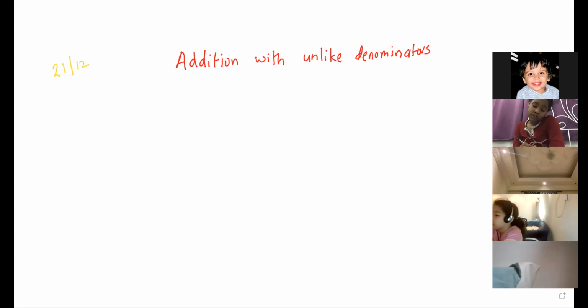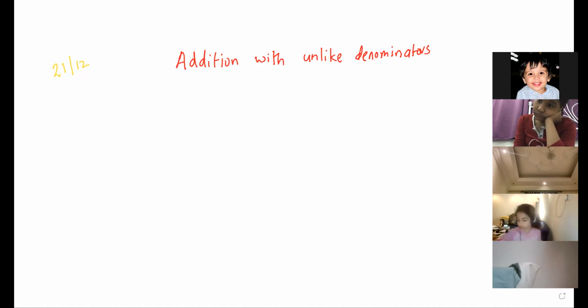Now here goes. The first question here is how to add 1 over 2 plus 1 over 4. First one, investigate. Please, girls, mention the page number in the copybook, that is page 351.